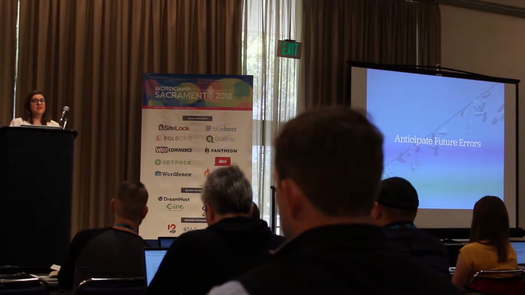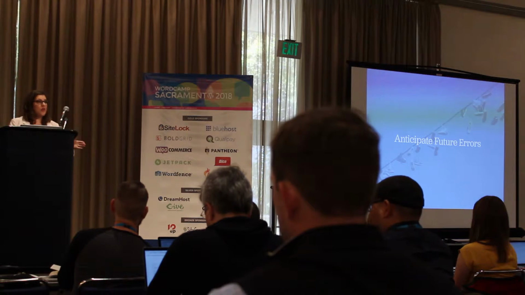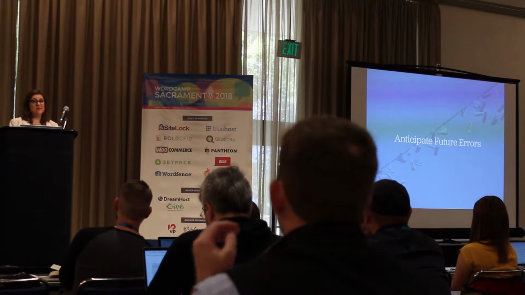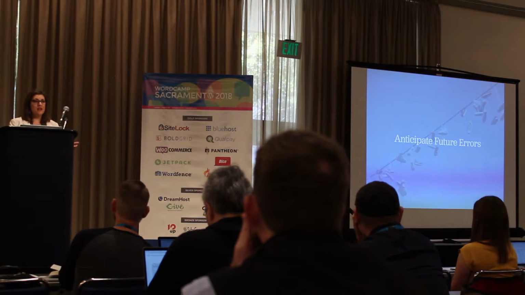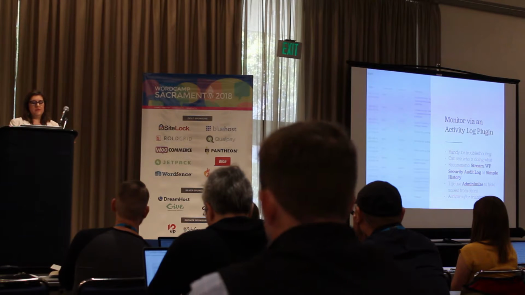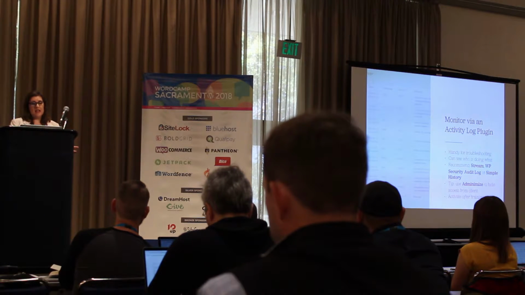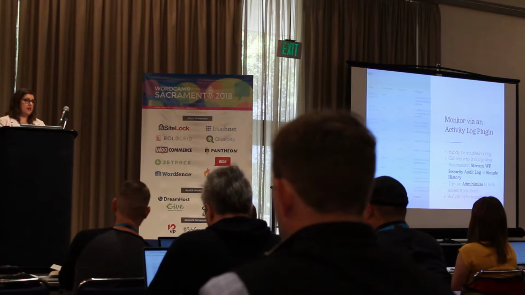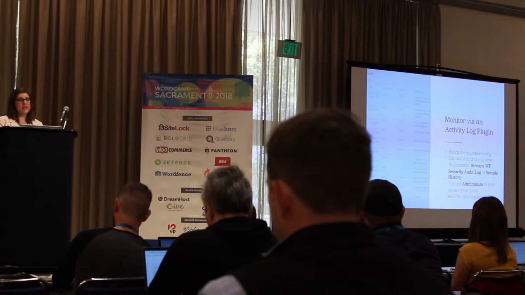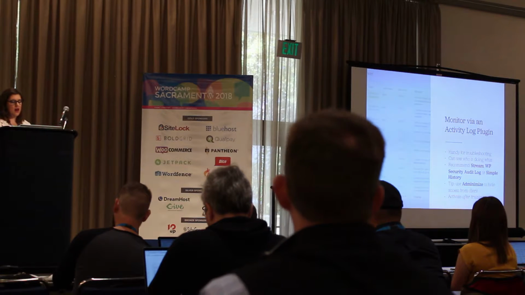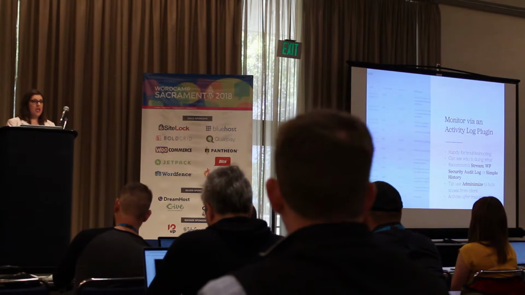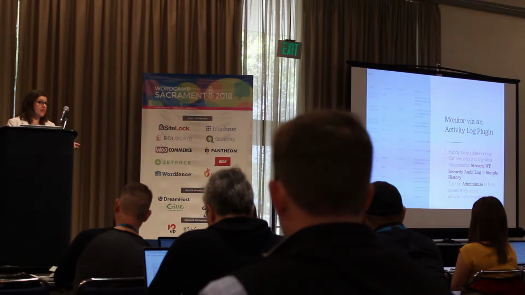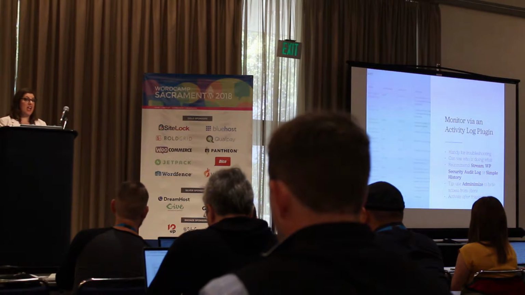So here's the thing. You can do all the things that I suggest in this talk, but there's still going to be errors. It's just going to happen, and you have to anticipate them. So the next thing that I like to do in my process is install an activity log monitor plugin of some sorts. I have 3 that I like: Stream, WP Security Audit Log, or Simple History. And it's great because you can see what a user is doing, you can see when they did it, you can see the IP address, everything.